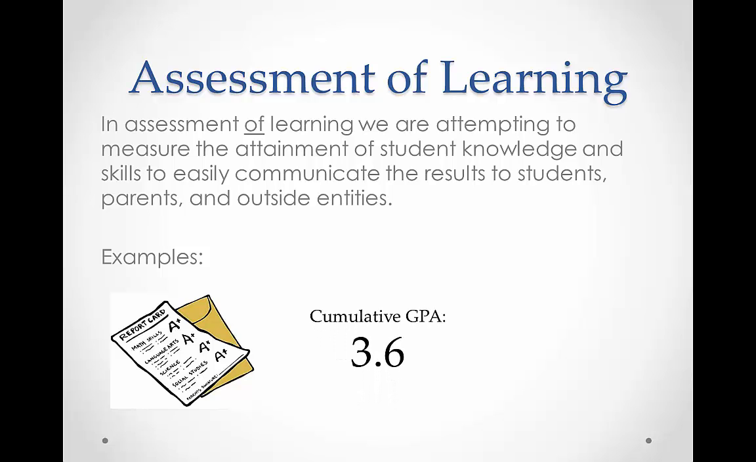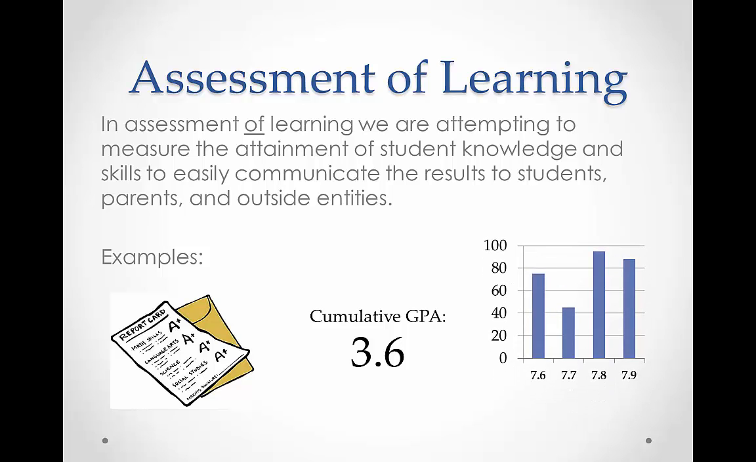We also have GPAs. They are obviously something more of a long-term communication of how a student has done, but again, it is number form, not based on learning targets, not very descriptive. And then lastly, we have a graph that depicts how a class did on a test and broken down by certain learning targets. Now this is a little bit more specific, but it's still based on numbers and it doesn't give a student specific information to help him in his learning process.